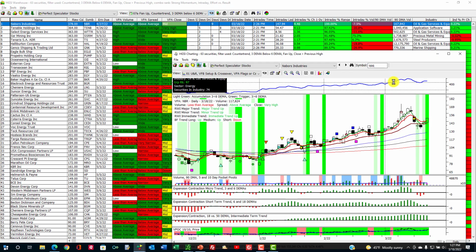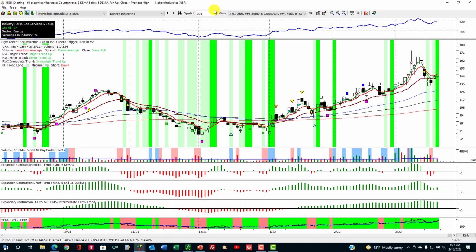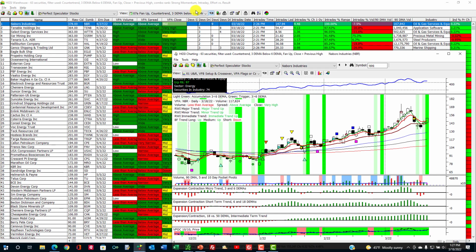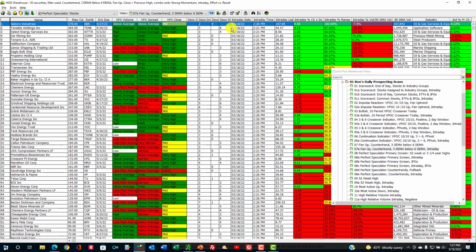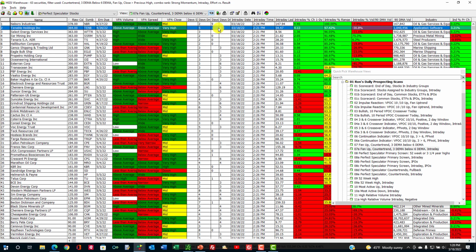Let's see if that's enough to generate a buy. And I'm using this chart, which I use for my undercut and rally signals, and you can see that Neighbors, the 3 was below the 6. You can see it down here in the histogram, but it's up today. So this is a nice scan to use on the following day or on any day to locate stocks that were in a counter trend but may be moving up to the upside today.